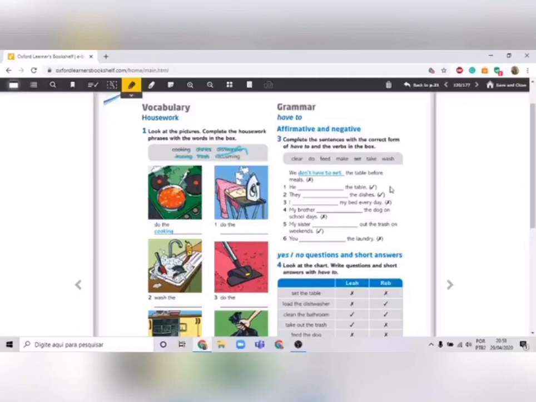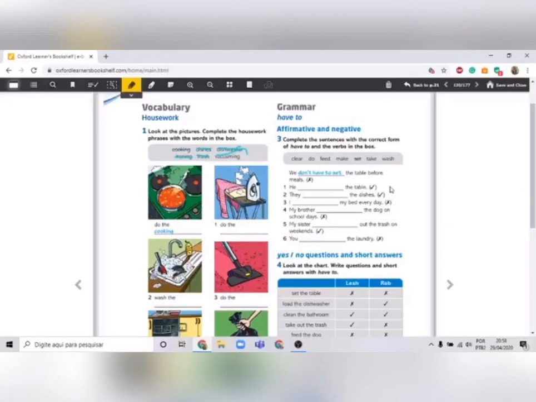Number 3, it's an X, it's negative. I don't have to make the dishes. Number 4, it's an X, negative too. My brother doesn't have to feed the dog on school days. Number 5, it's a check, affirmative form. My sister has to take out the trash on weekends. And number 6, you don't have to do the laundry because it's an X.